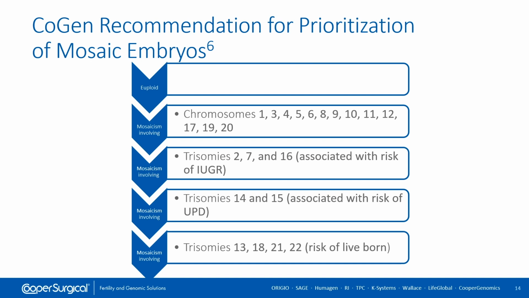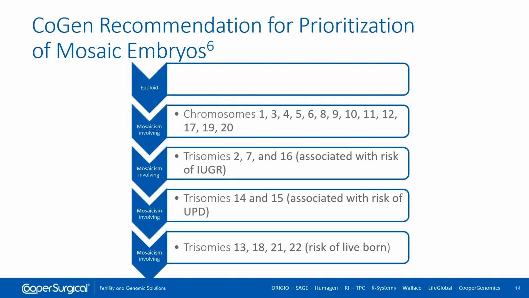And so while the overall risk of an ongoing pregnancy and live birth impacted by trisomy 22 is smaller than the risk for trisomies 18, 13, or 21, it is a real risk. And I suspect that might be the reason for the difference between the two societies and their recommendations.